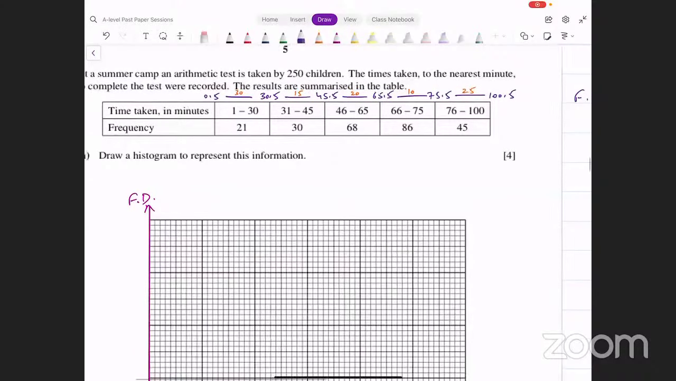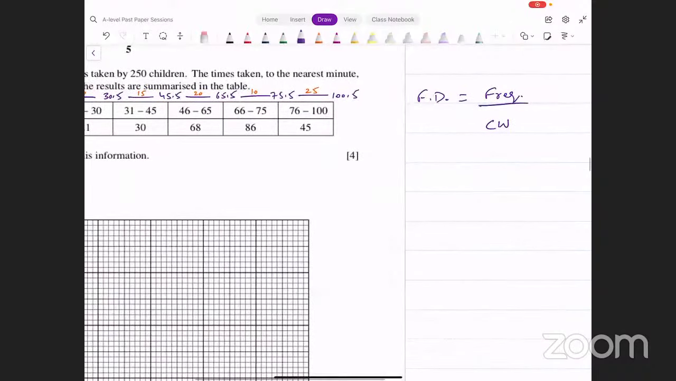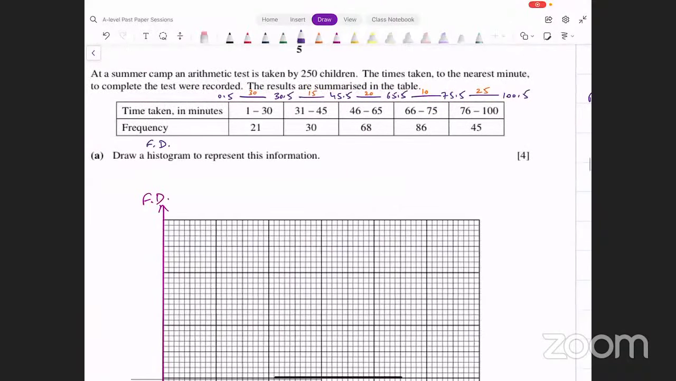And now what I'm going to do is I'm going to add another row here that represents frequency density. Frequency density क्या होती है? Frequency divided by class width. 21 over 30. Let's evaluate that. That's going to be 0.7. 30 over 15 is 2. 68 over 20 is 3.4. 86 over 10 should be 8.6. 45 over 25, let's evaluate that. 45 divided by 25, that is 1.8. These are your frequency densities.